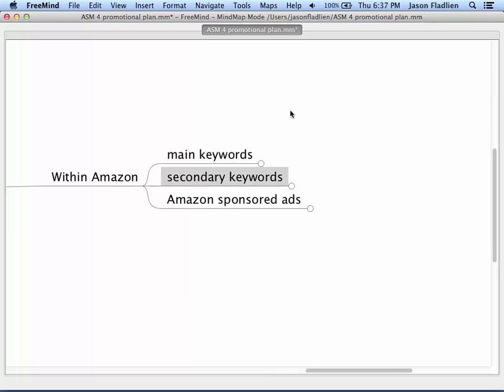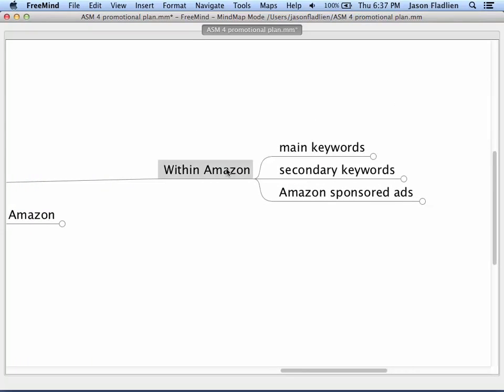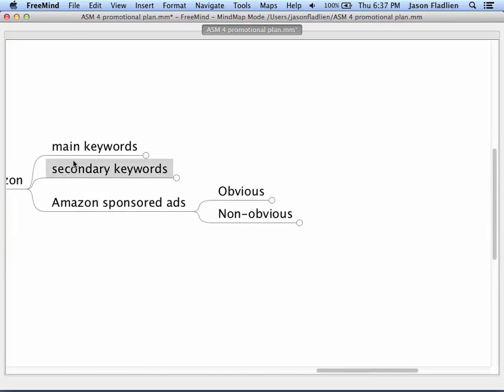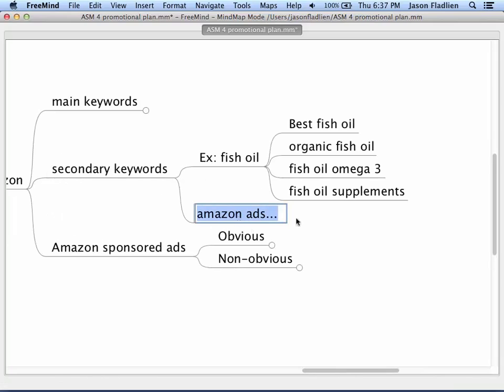But you should try to do both, and usually there should be plenty of traffic just in Amazon through ranking with your main and secondary keywords, and also Amazon sponsored ads, which, by the way, can help you with your secondary keywords. So you go and you run your Amazon sponsored ads, and the ones that convert, the ones that get the clicks, the ones that make the sales, that's also what you start optimizing for in Amazon organically. So when they just search those keywords, you show up.